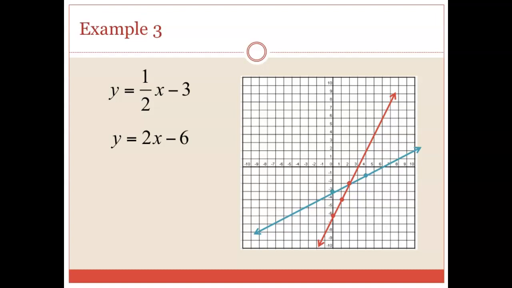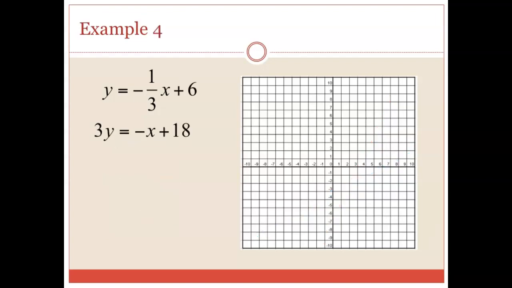Now remember, here we're trying to solve the system, so we want to know what x and y are. So we look for the intersection point, which looks like it's at (2, negative 2), which means x equals 2 and y equals negative 2. So that's my solution to this system.